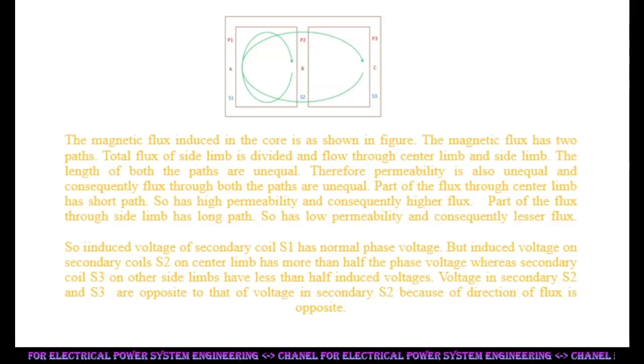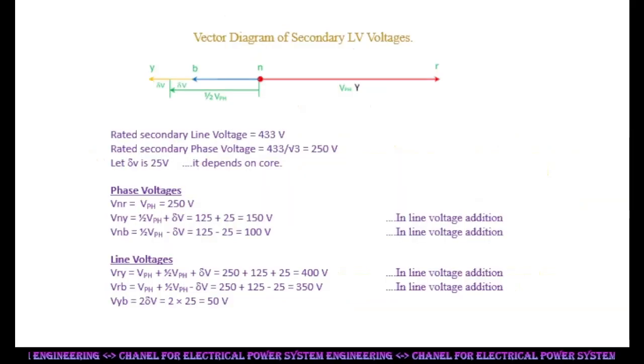So induced voltage of secondary coil S1 has normal phase voltage. But induced voltage on secondary coil S2 on center limb has more than half the phase voltage, whereas secondary coil S3 on the other side limb has less than half induced voltage. Voltages in secondary S2 and S3 are opposite to that of voltage in secondary S1 because direction of flux is opposite. Vector diagram of secondary LV voltages.